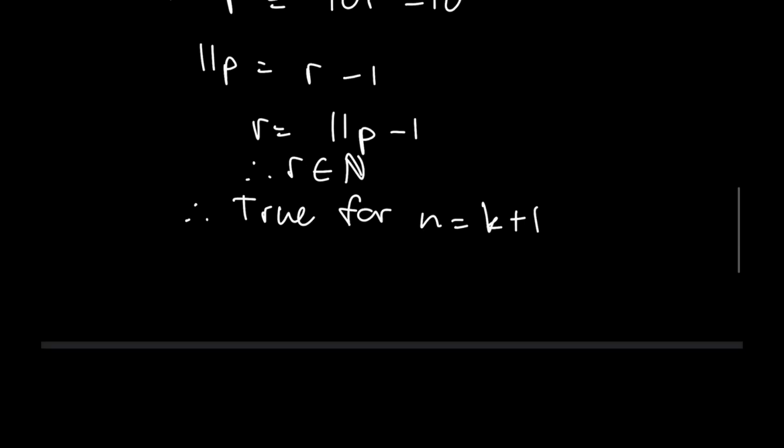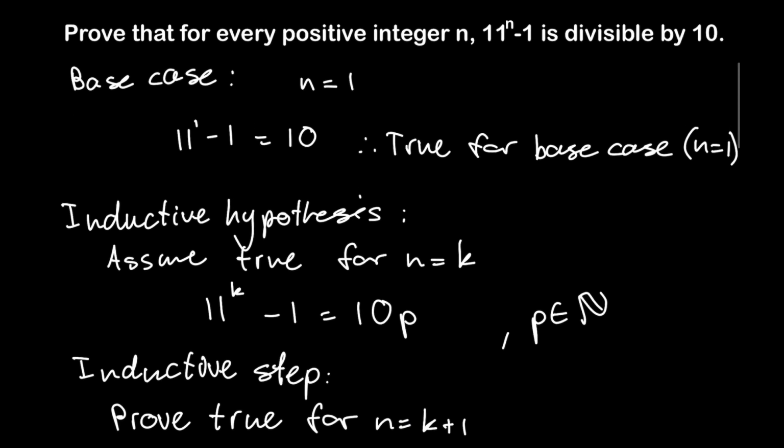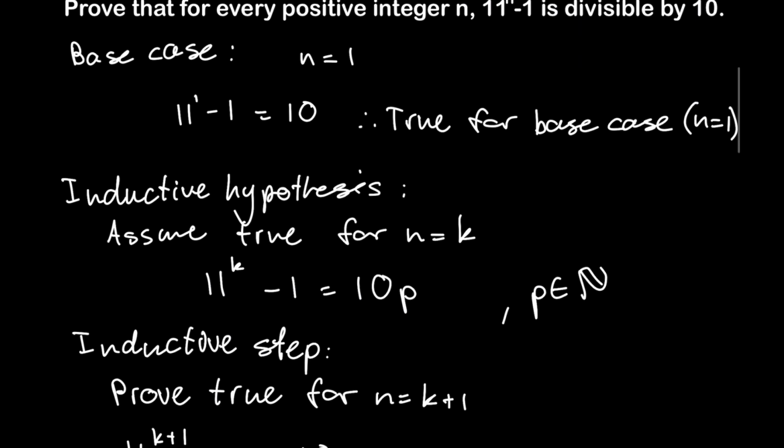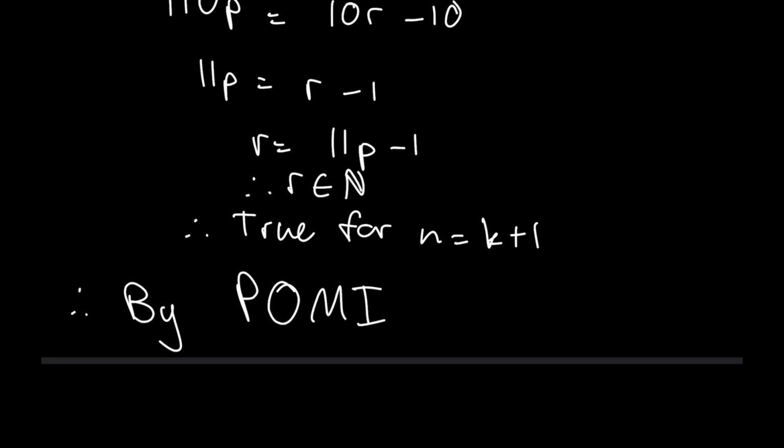So we therefore say that the initial statement, and then obviously if you're in a test environment, it's wise to write out, you say, for every positive integer n, 11 to the power of n minus 1 is divisible by 10 by principle of mathematical induction. But since this is a video and I don't want to waste your time, I'm just going to abbreviate it to by principle of mathematical induction. And that proves it to be true.